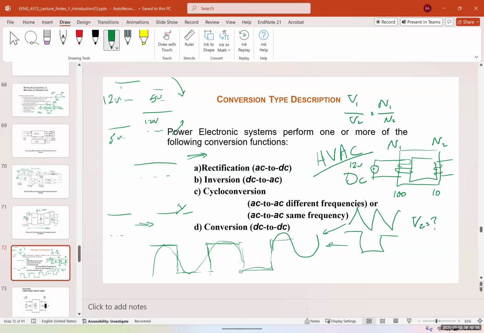Whoever solves this actually gets an extra point on their next homework and the first homework. So I have a transformer connected to a battery of 12 volts. N1 is 100, N2 is 10. What is V2, or the output voltage, in this system?